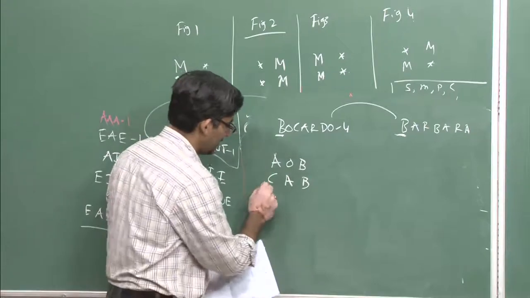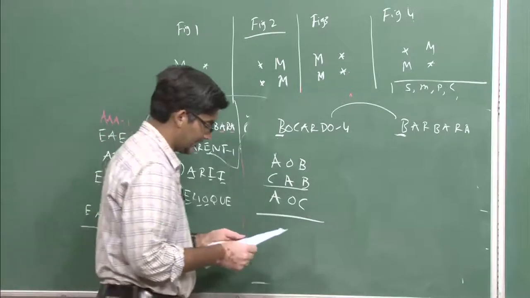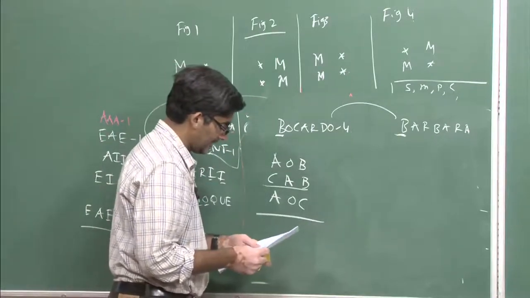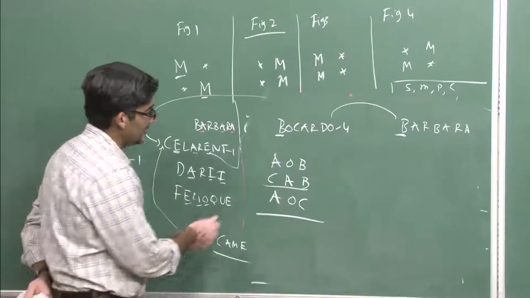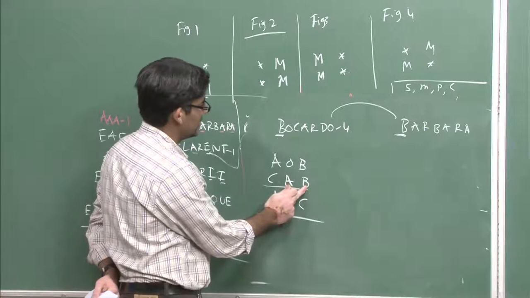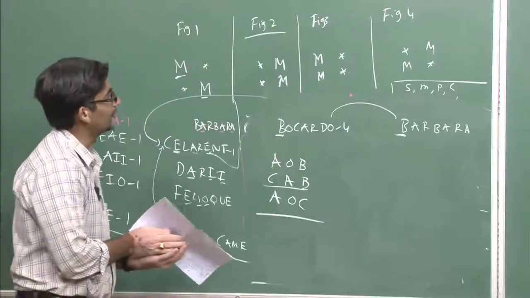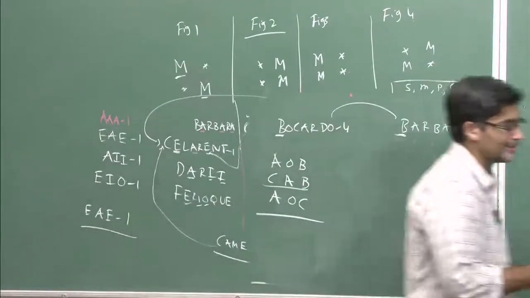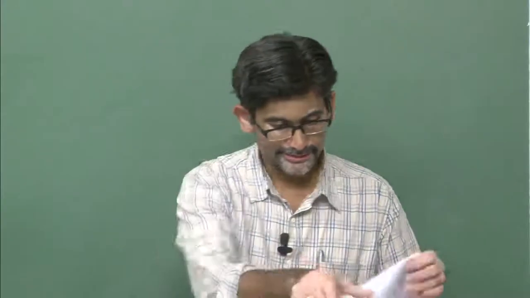And AOC. Just a second. So AOB and CAB. This is not in this particular kind of format. We'll look into some kind of example with which we can come to know. So let us try to convert. Actually, this should be in this particular kind of format.